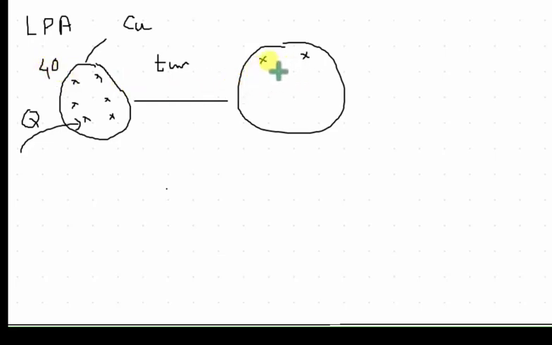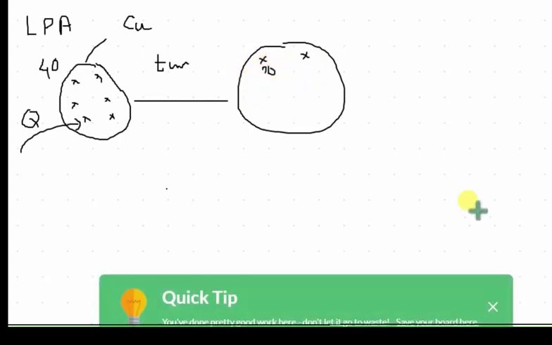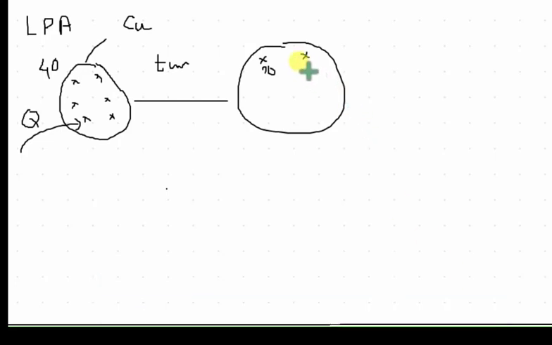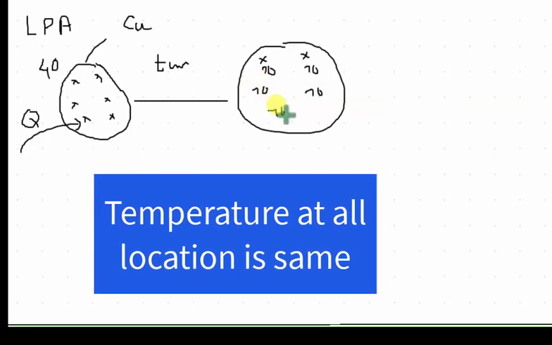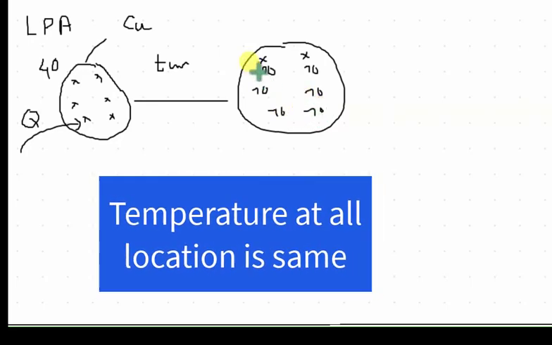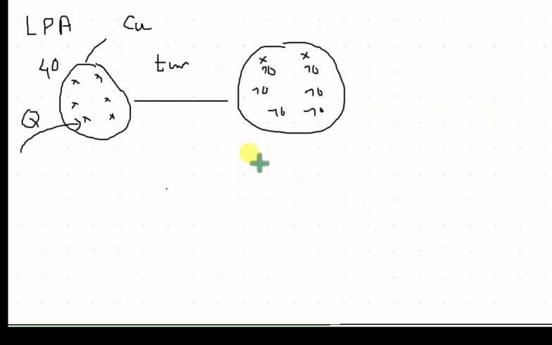So after some time, if I take the ball out from the oven, I find that the temperature at this point is 70. The temperature at this point is 70. The temperature again at this point is 70. If I measure the temperature, at all the positions the temperature is the same. You move in any direction, the temperature is the same.